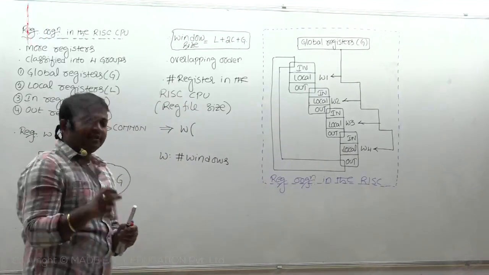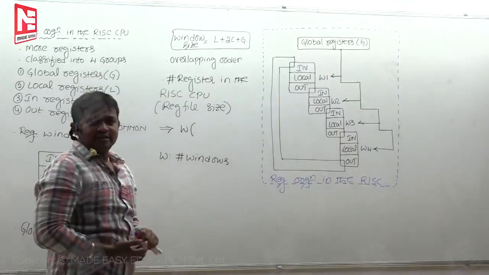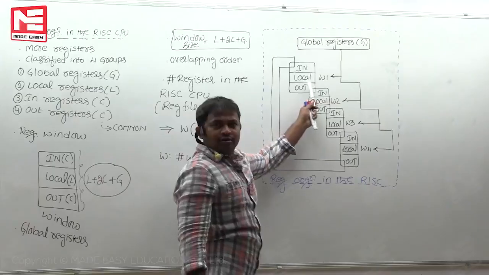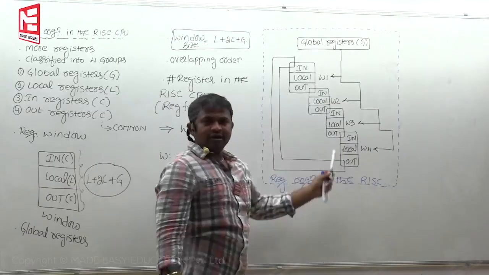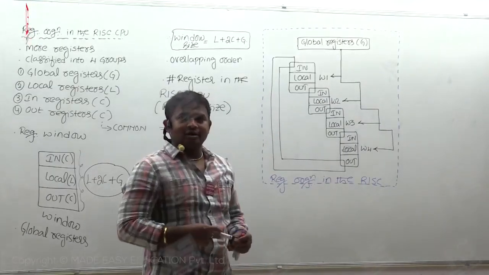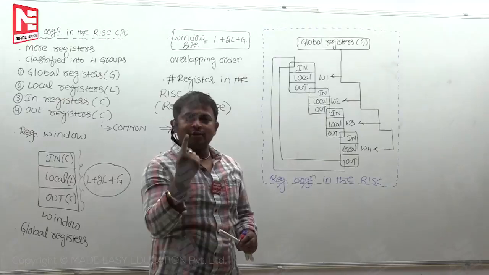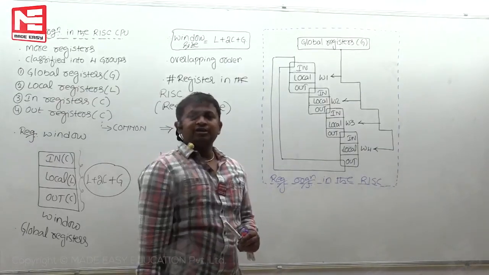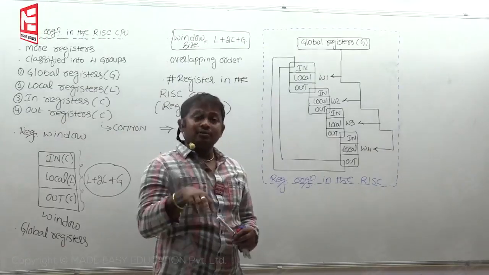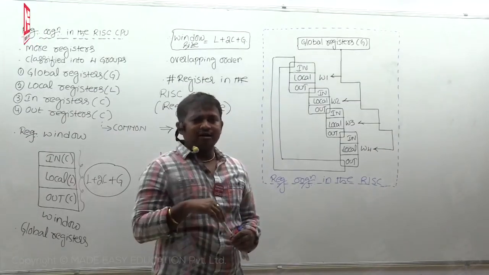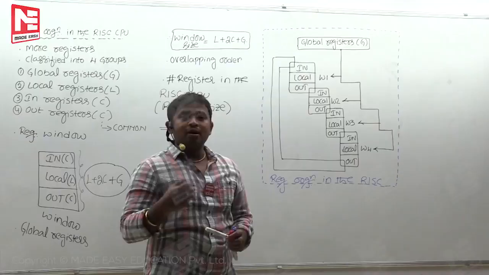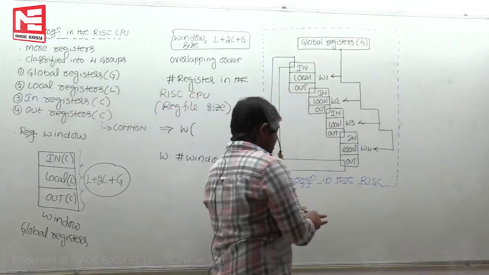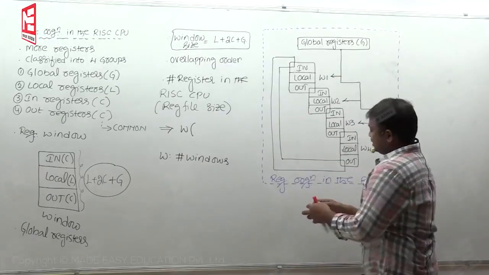If you see every window, L plus 2C is there. Every window contains in, local, out. If you count like that, it is a wrong count, because we are not talking about one window. We are talking about overall system registers. In the overall system, registers are organized in an overlapping order. Due to overlapping order, something is different here. The difference is, observe.